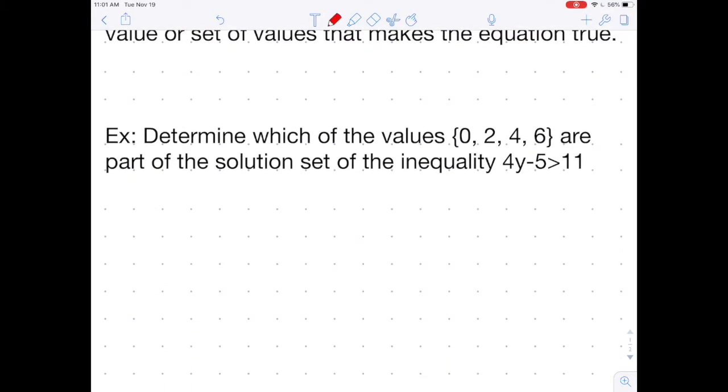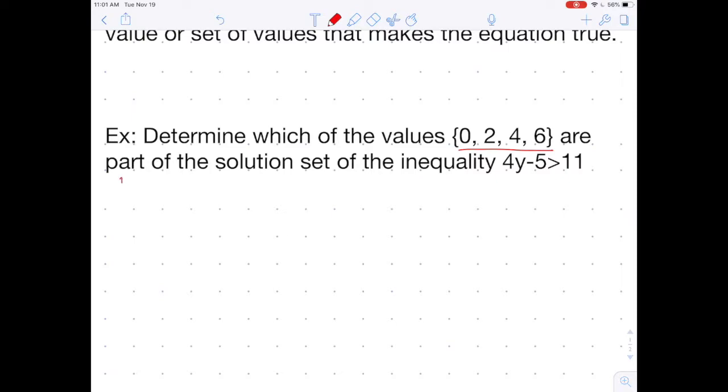First example says, determine which of the values, and it gives us the set 0, 2, 4, and 6, are part of the solution set of the inequality 4y minus 5 is greater than 11. So if you're trying to determine which of these numbers are in the solution set, all we need to do is plug in these numbers that they gave us for y.